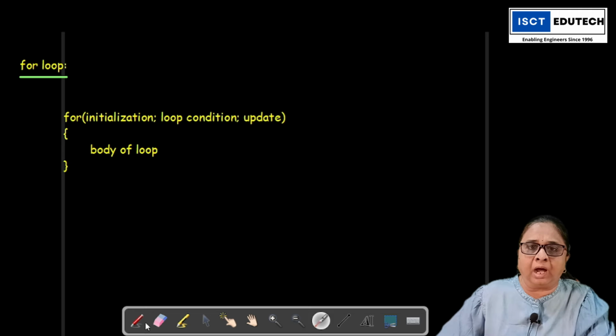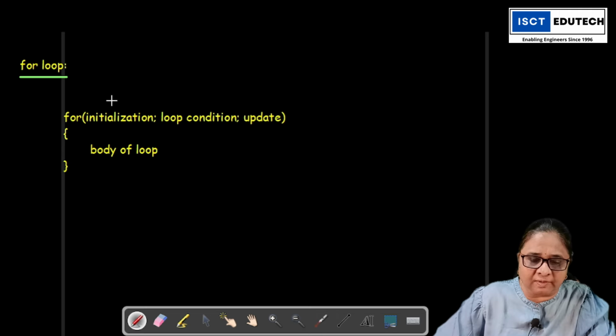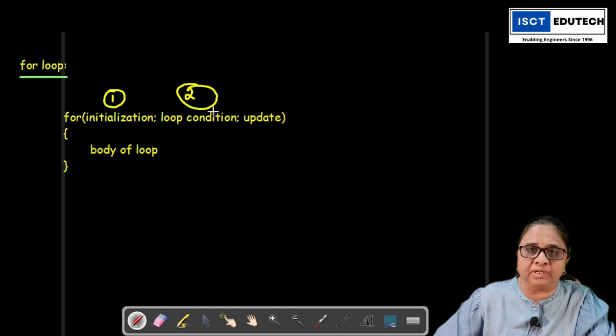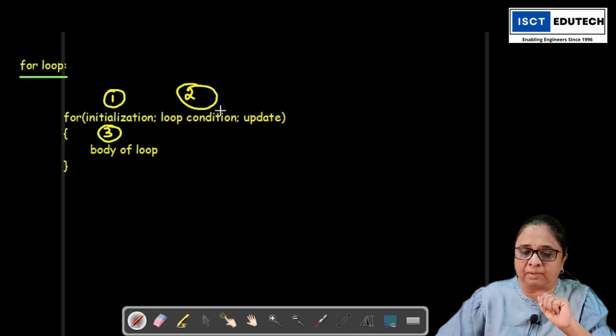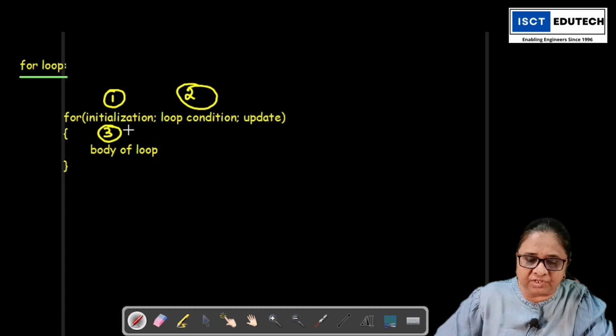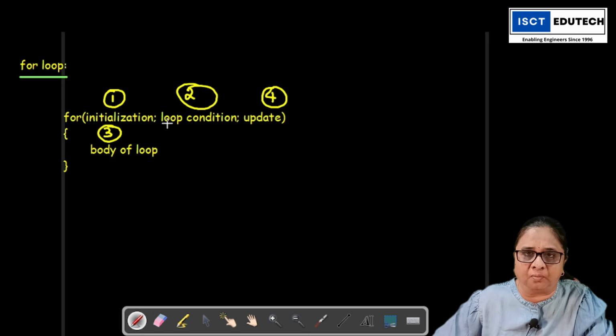How does this work? The first step is always initialization. The second step it's going to execute is the loop condition. If it is true, it always goes to the body of the loop. Now this is important, it will not go to the update part. From 2, it comes to step 3, the body of the loop. Once it finishes this, it goes to the update, step 4. Then again it checks the loop condition, then again goes to the body of the loop, then update. So repetition is between 2, 3 and 4, whereas initialization is done only one time.